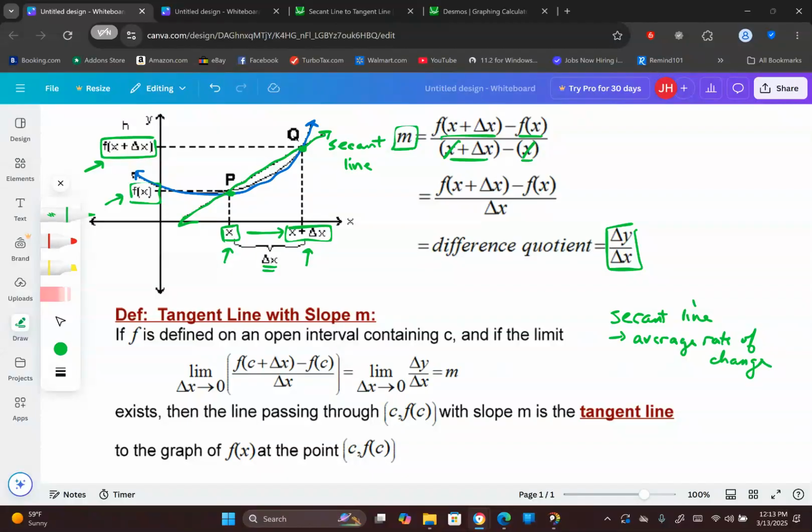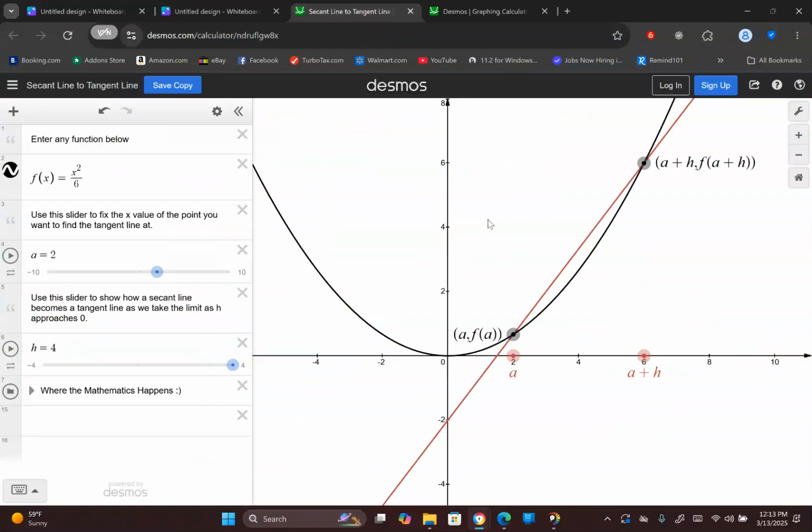Now, just to get us started, I'm going to take a look at a graph on Desmos here. We like to do this as well. A is an x value, a specific number. Sometimes in certain books, they like to use C instead of A. I'll kind of explain that later too. Now, if you notice here, from A to A plus H, delta X is H.